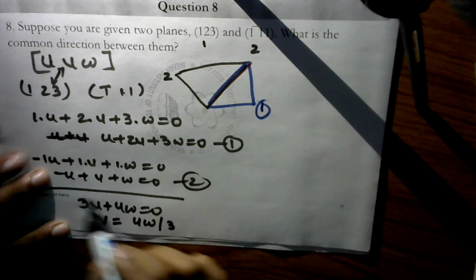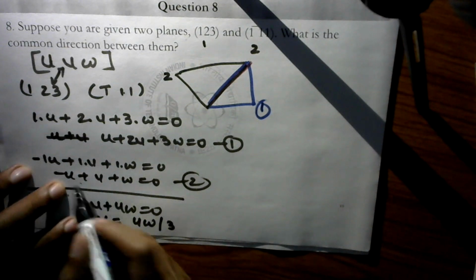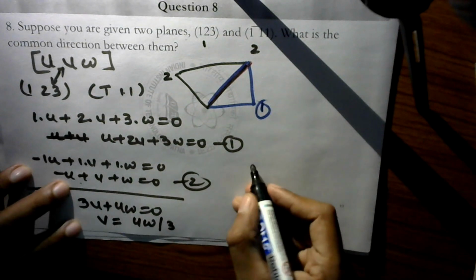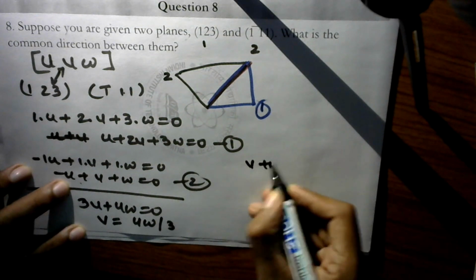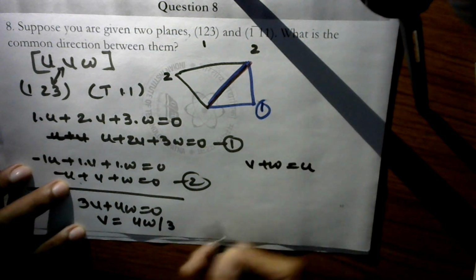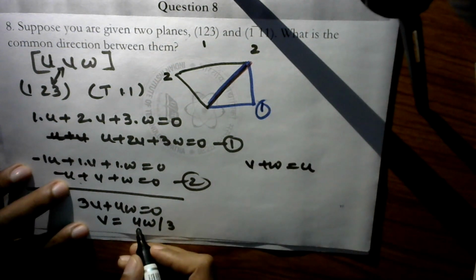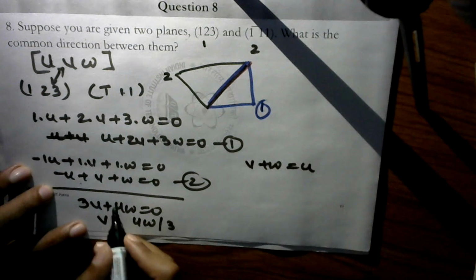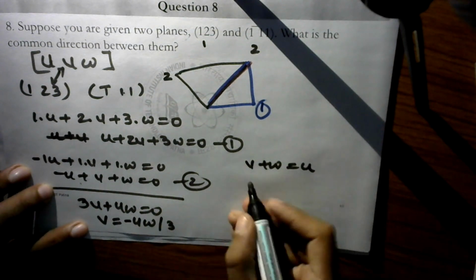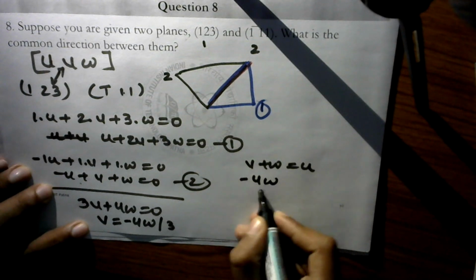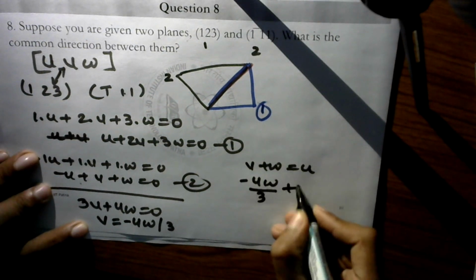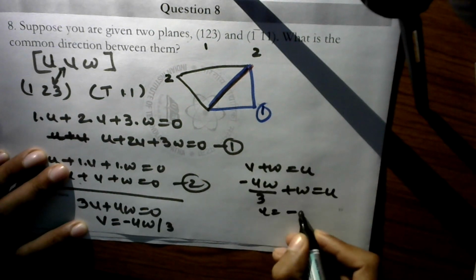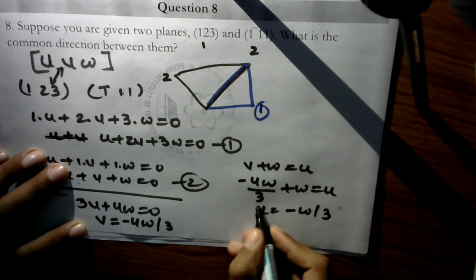Let's substitute in equation number 2 itself. We'll try to find U. If I bring U to this side, I get V plus W equal to U. Let's substitute the values. Did I make any mistake? Yes, it should be a minus sign over here. So now we can write minus 4 times W divided by 3 plus W equal to U. So now we got the value of U. It will be equal to minus W over 3 after solving.